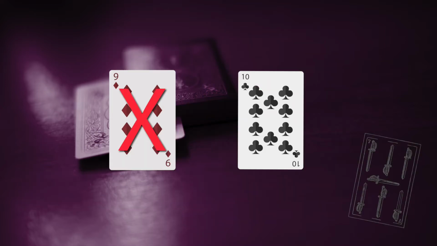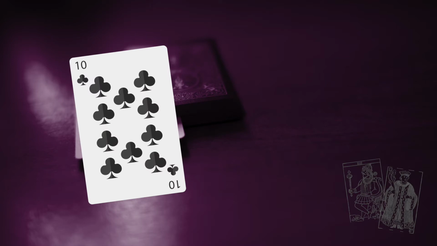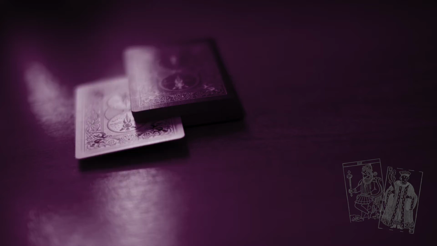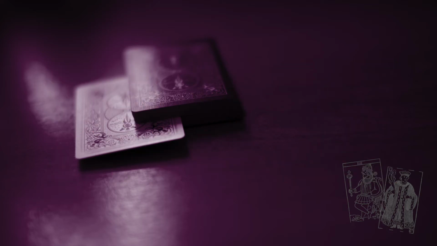So for the 10 of clubs, you'll now go up to your image, mark out the 10 of clubs, and now your sample space is 50 cards. That will be your new denominator for row 2. Go through and count the number of cards that are higher than the 10 of clubs, lower than the 10 of clubs, or equal, those cards that are left that you've not marked out. So take a moment and fill in your second row. Pause the video as needed.